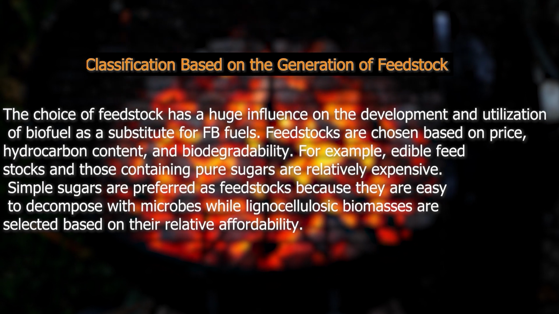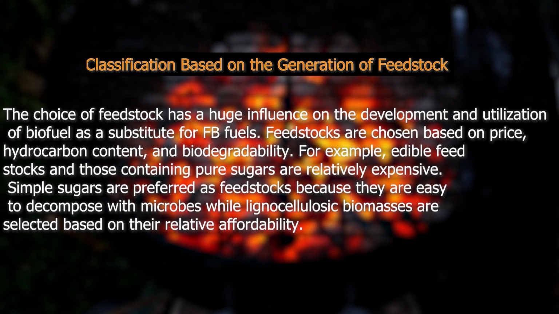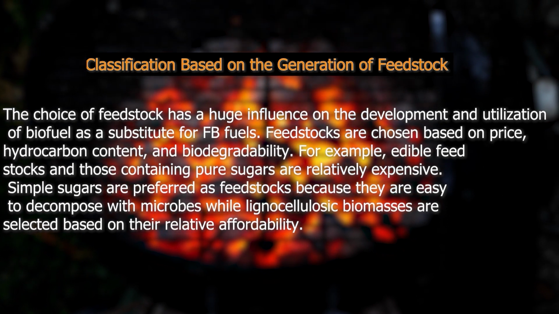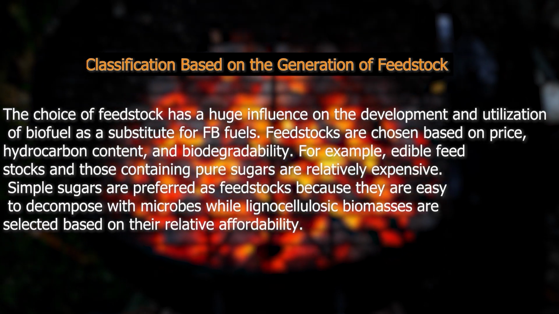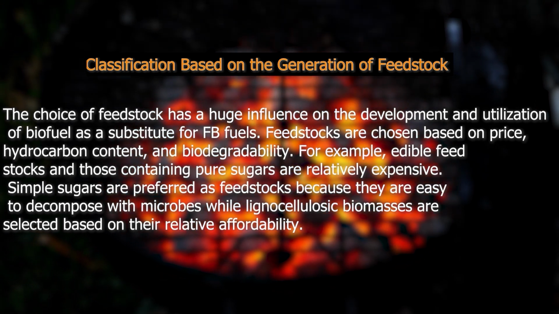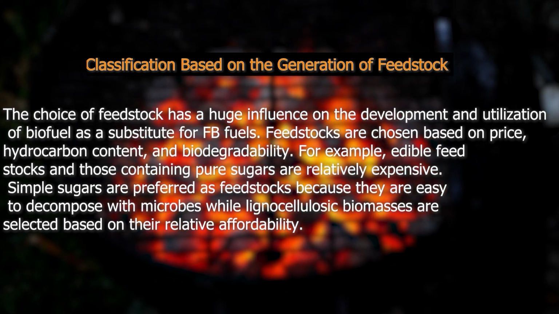Feedstock are chosen based on price, hydrocarbon contents and biodegradability. For example, edible feedstock and those containing pure sugars are relatively expensive. Simple sugars are preferred as feedstock because they are easy to decompose with microbes, while biomasses are selected based on their relative affordability. The first sets of raw material that were converted to biofuels are referred to as first generation feedstock.